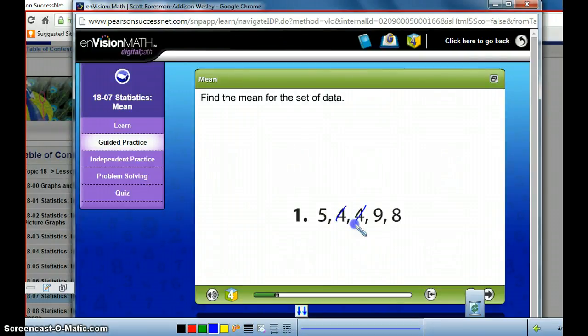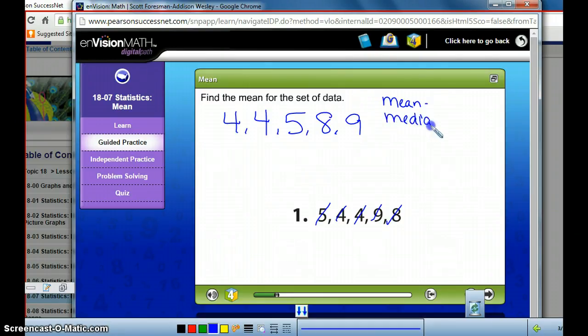We need 4, 4, 5, 8, 9. Let's just find all of them. Even though mean, we're feeling ambitious here. Here we go. Mean, median, mode, range. We can do it.